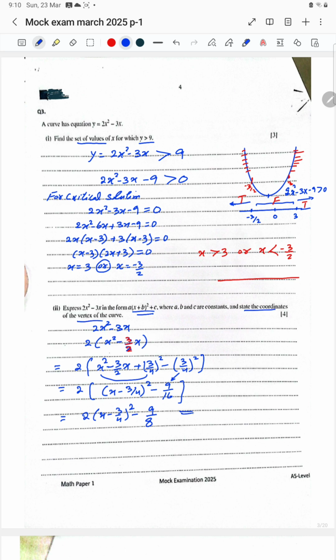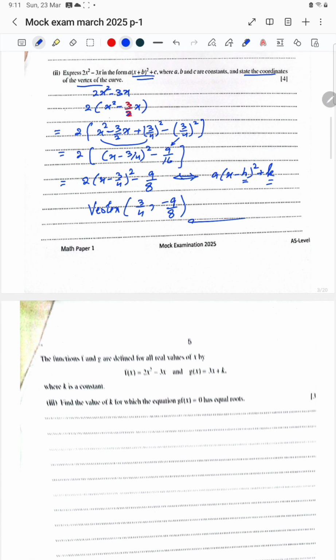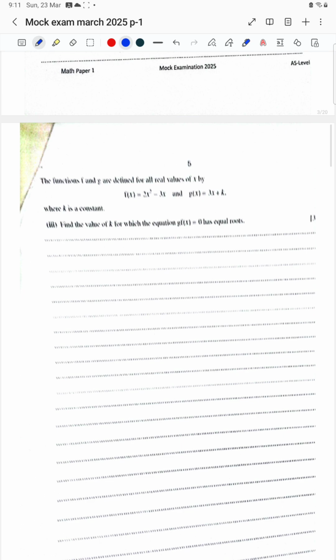Okay, this is the same as a times (x minus h) whole squared plus k, which is the vertex form, so we can compare it. So the vertex will be h is 3 by 4 and k is minus 9 by 8. h and k are the vertex. So this is the complete solution of question number 3. Now proceed to question number 4.